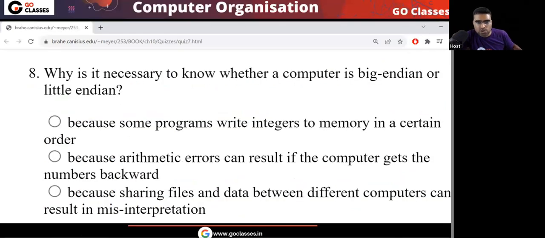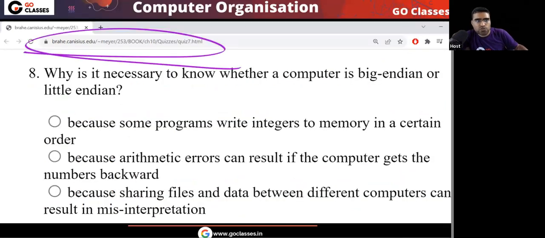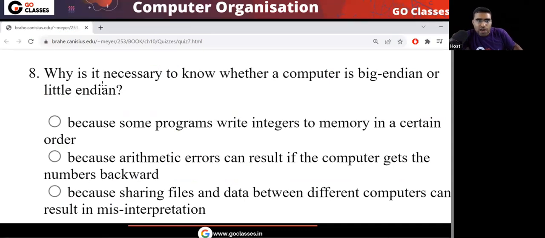Tell me the answer for this question also. This question is also from a standard university. Why is it necessary to know whether a computer is big Endian or little Endian? Basically, when does little Endian versus big Endian matter for a programmer? Read the question, what it is asking: in which situation does it matter whether your system is little Endian or big Endian? Tell me.